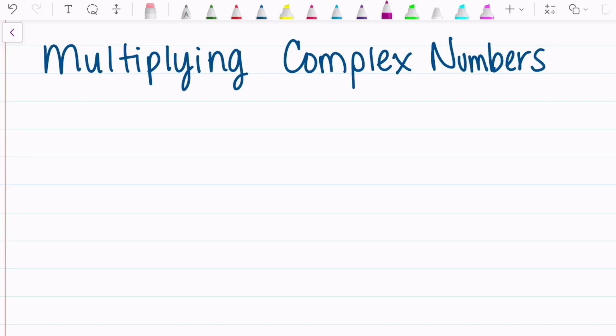This video is going to go over how to multiply complex numbers. The first thing you need to know is that a complex number is a number that is made up of a real number, like 3, plus or minus an imaginary number, like 4i.